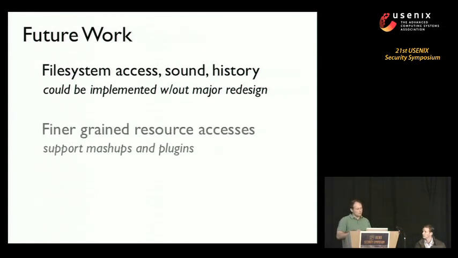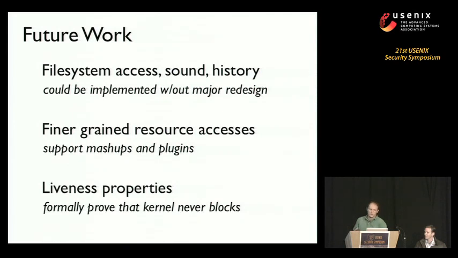Perhaps more interestingly, if we were able to add finer-grained notions of resource access, we could better support things like mashups and plugins like Flash. So we need to both have a better idea of who's requesting access to the resource, lowering down to frames or even finer granularity, and also what kind of resource they want. Instead of saying, you wrote something somewhere on the screen, be able to say you wrote to this region of the screen. And finally, it would also be nice to be able to formally verify some liveness properties. For example, formally proving that the kernel never gets blocked on any request from a browser component.